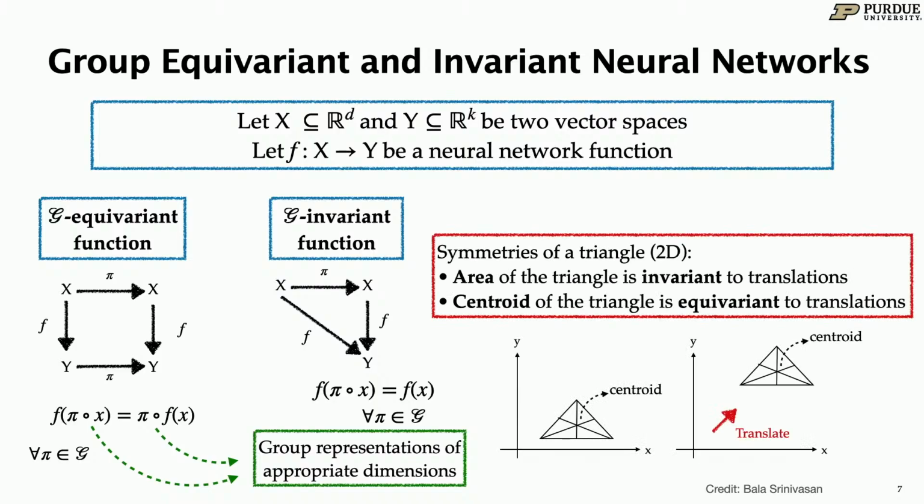A simple example: think of a triangle. The area of the triangle is invariant to translations, but the centroid is equivariant. If you translate the triangle, the centroid will translate equally. This is just to give an idea of what invariances and equivariances are.